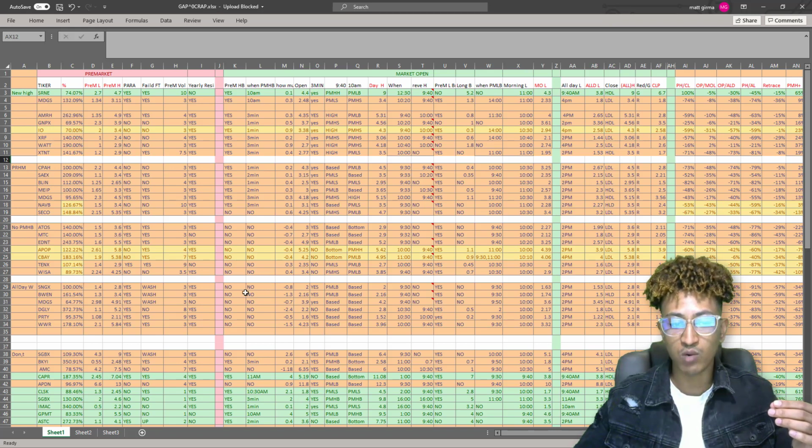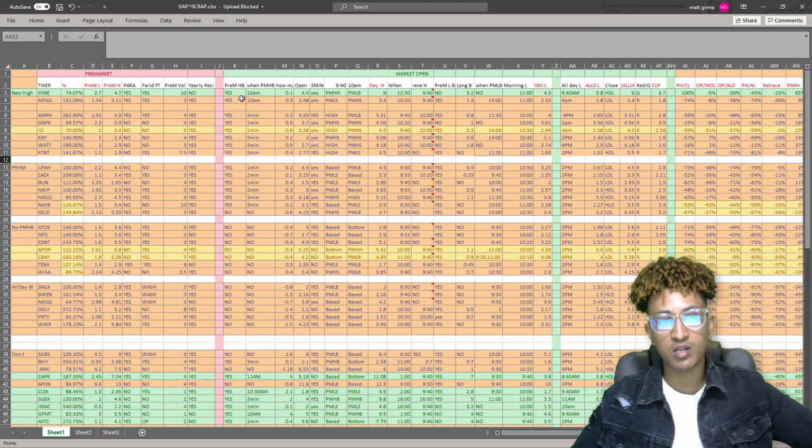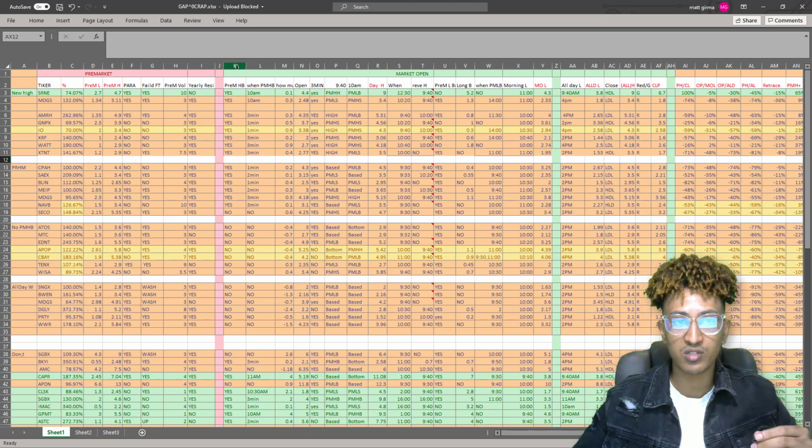As you can see, the red ones are the ones that closed red on the day, and the green ones are the ones that closed green on the day. Now, all of that is just information from pre-market, right? The next one is the pre-market high break. So this is market open. All of this green area is market open. This is information that I collected during market open.